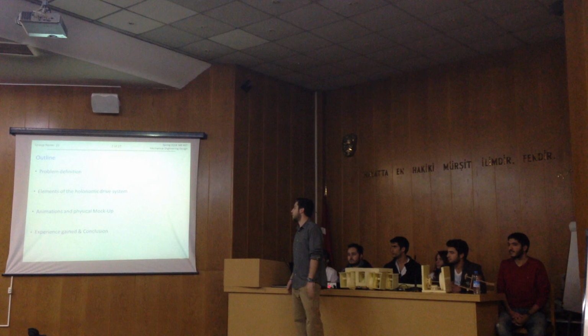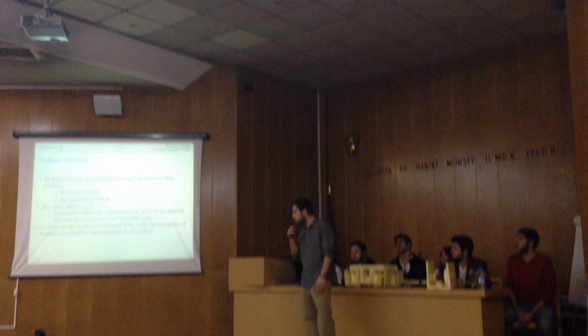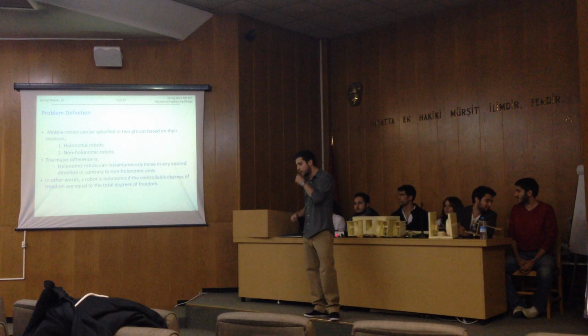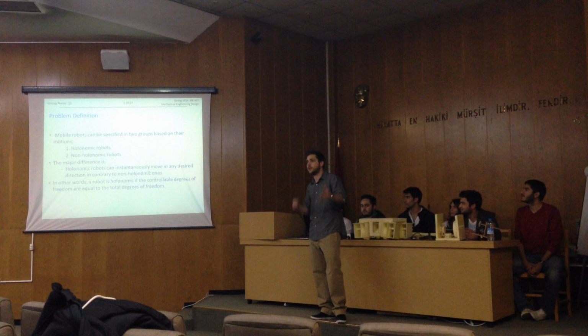First thing we have to do is to define the problem. So we're talking about mobile robots here. Mobile robots can be specified in two kinds: there's holonomic ones and there's non-holonomic ones. The major difference is that the holonomic ones can move in the desired directions and they can rotate without any slippage, contrary to non-holonomic ones. In other words, the number of controllable degrees of freedom for the holonomic ones is equal to the total degrees of freedom of the system.